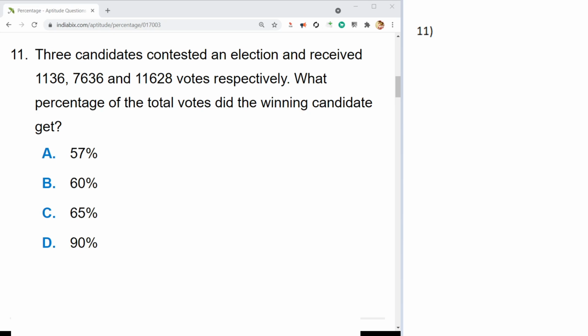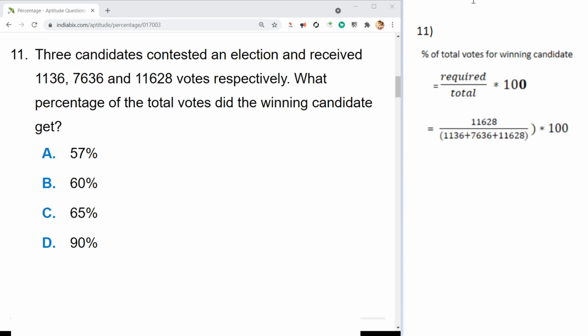That means percentage equals required by total into 100. Required is 11,628. We need to find out the percentage of his votes, maximum votes. That is 11,628 by total, which is the sum of all three candidates' votes. That equals 11,628 by 20,400 into 100, which equals 57, which is option A.